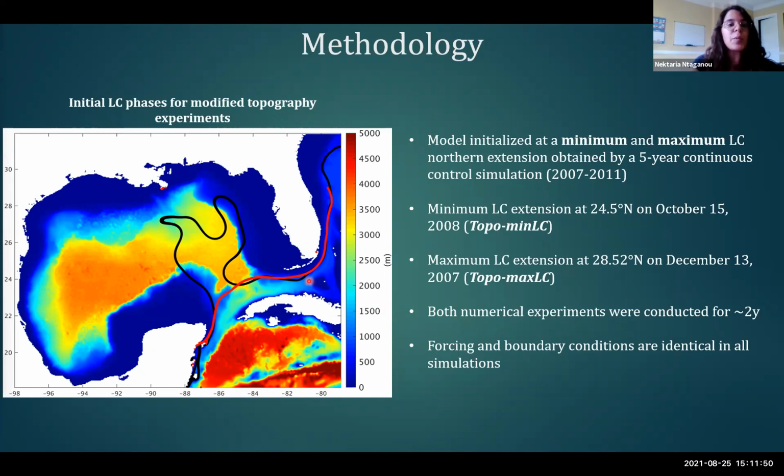The TopoMin C experiment was initialized at the minimum loop current position, as you see in the red contour, which was at 24.5 north, and the TopoMax C was initialized at the maximum loop current extension, as you see in the black contour, at 28.52 north. Both numerical experiments were conducted for about 2 years, and the forcing and boundary conditions are identical in all simulations.